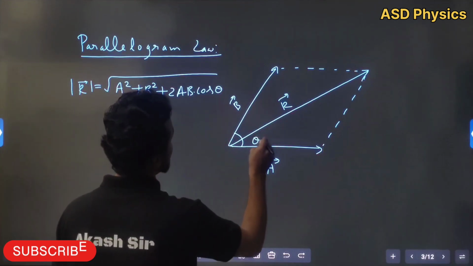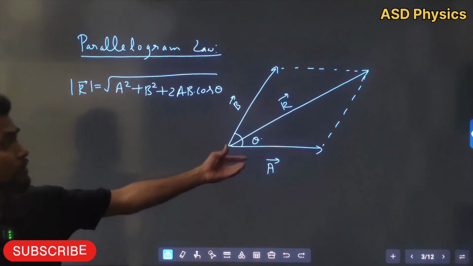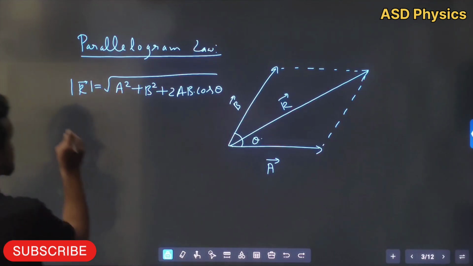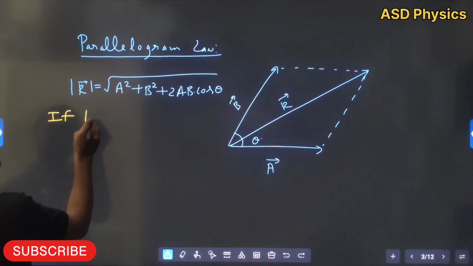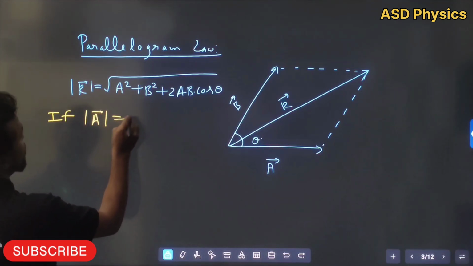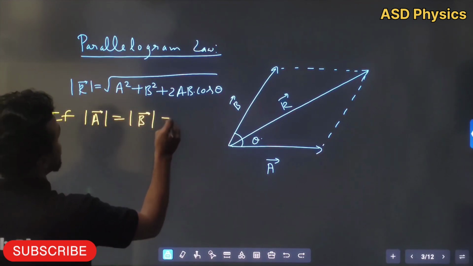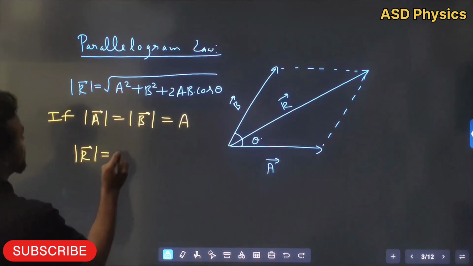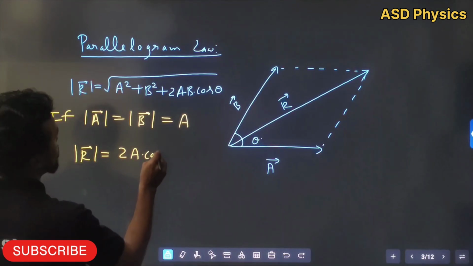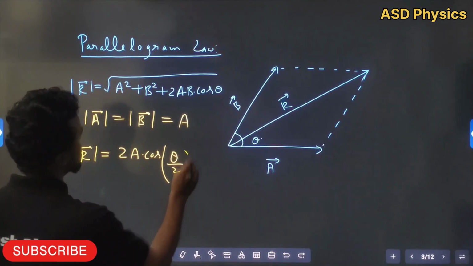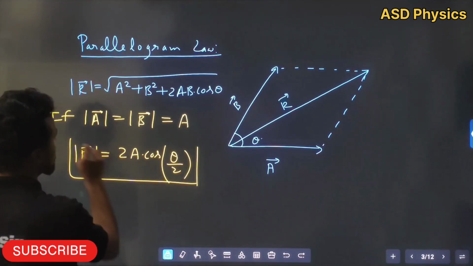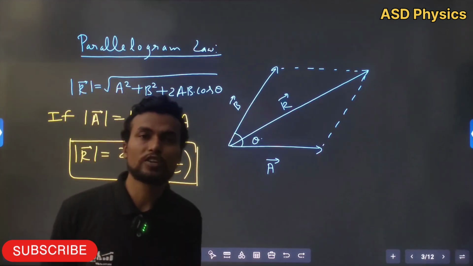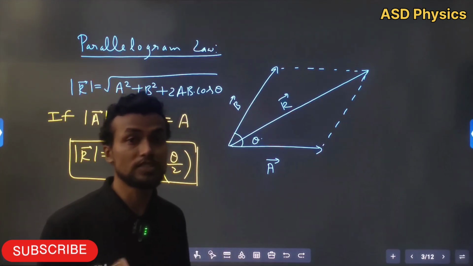And what is this theta? Theta is the angle between vector A and vector B. And if the magnitudes are equal, that is mod A equals mod B, and let's take it as A, then this resultant we can write as 2A cos(theta/2). This basic we have to use for the further cases. So now after knowing all these basics, we are going to see the cases.